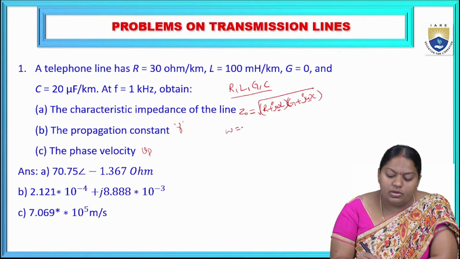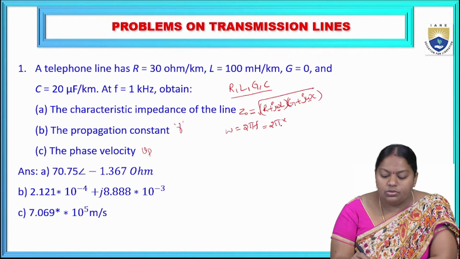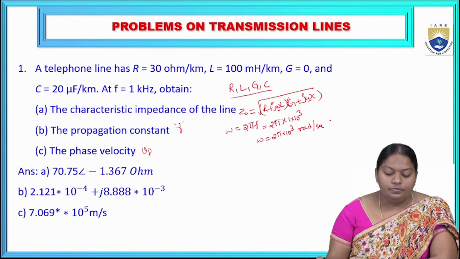Now, the relation between omega and f is given by omega equal to 2 pi f, which is nothing but 2 pi into f, where f is 1 kilohertz, 1 into 10 cube, which is equal to 2 pi into 10 cube. This is the value of omega, and it is given in radian per second.